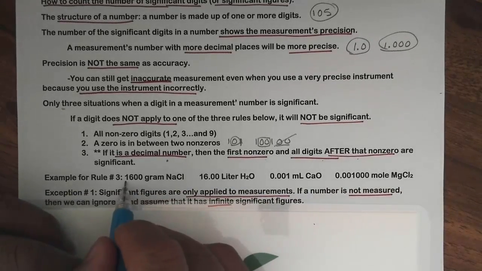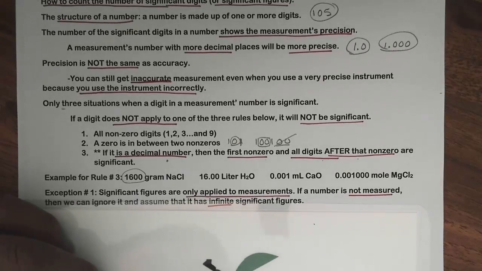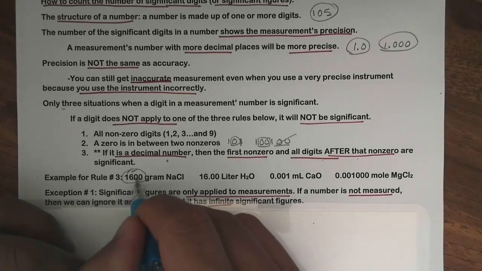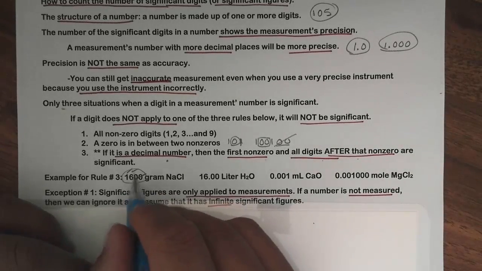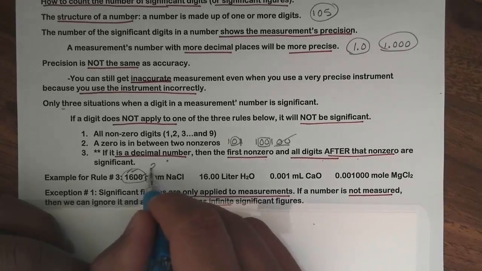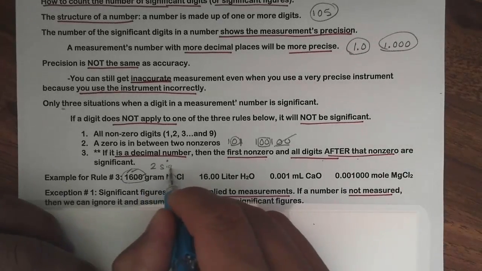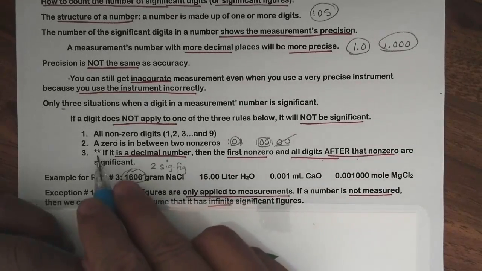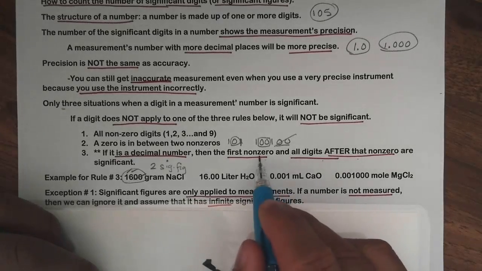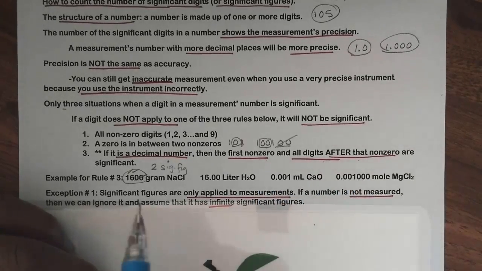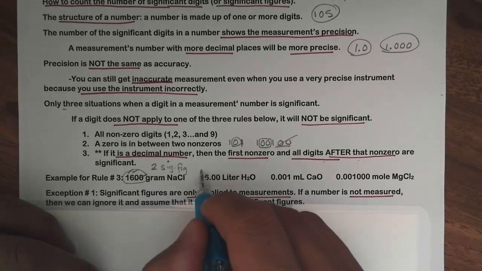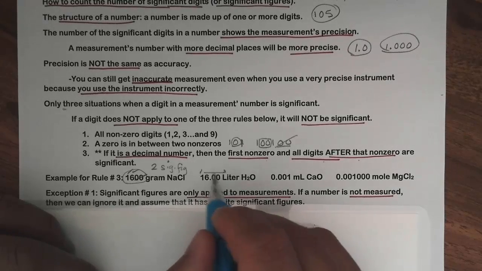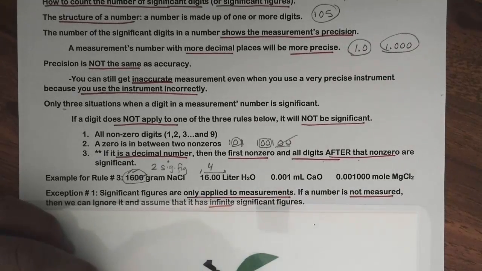First of all, this is not a decimal number, so therefore we look at the other 2 rules. These 2 are significant, but these 2 zeros are not, because they are not in between 2 non-zeros. So in this case, we only have 2 sig fig. Whereas in this case, we have a decimal number, and go back to rule number 3: again, the first non-zero and all the digits after that non-zero are significant. Here's my first non-zero, so all of them will be significant. In this case, 1, 2, 3, 4. So we have 4 sig fig.